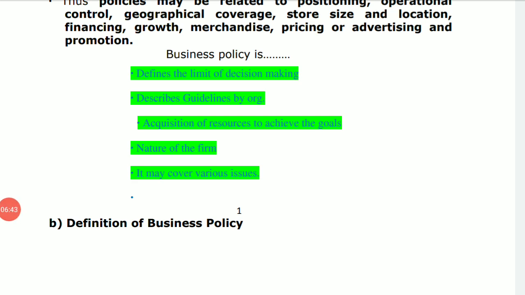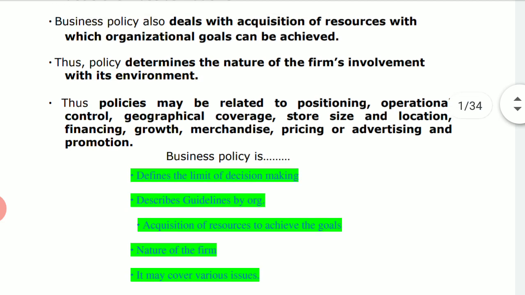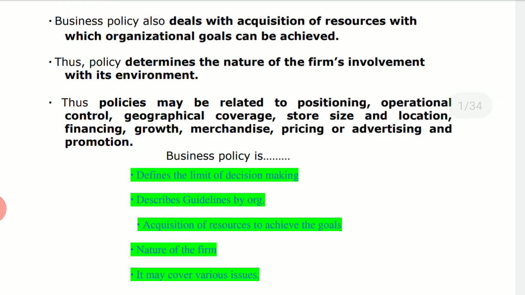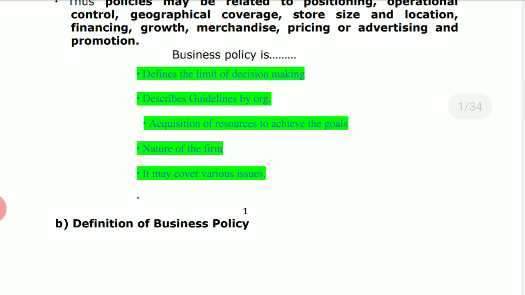It defines the limit of the decision making, right? Number 2, it describes the guidelines by the organization. Number 3, it helps in the acquisition of the resources to achieve the goals. It describes the nature of the firm, and it may cover various issues. We have seen these issues here. It may be related to positioning, it may be related to operational control, means any issues that are there in the organization, it may be related to that.